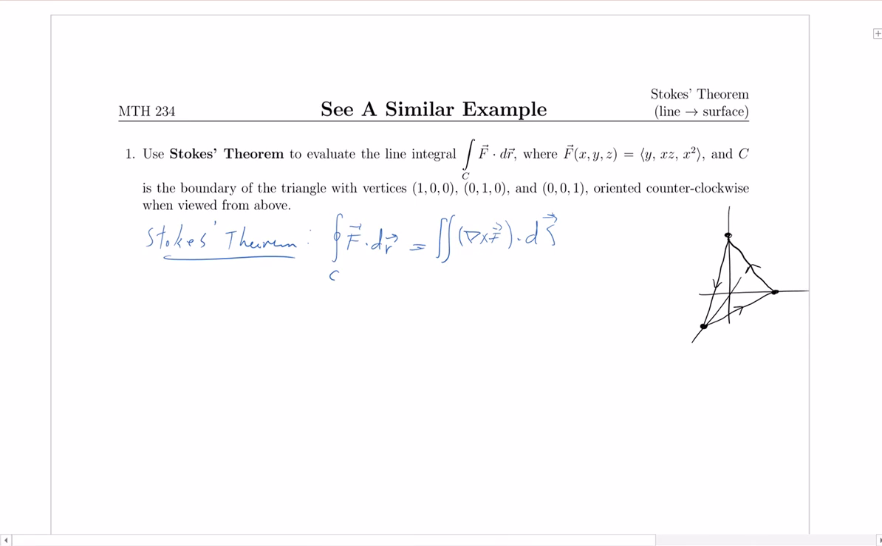So in our case, we can use for S this filled-in triangle. So our surface S will be a part of the plane x plus y plus z equals 1. Or if we solve for z, z equals 1 minus x minus y. Since this triangle lies in that plane.